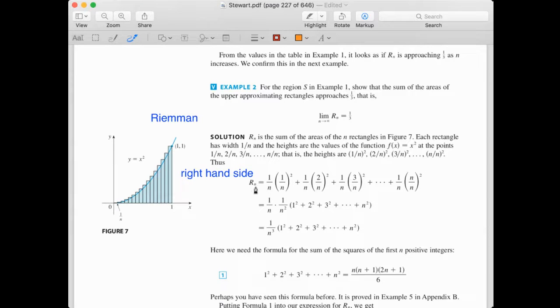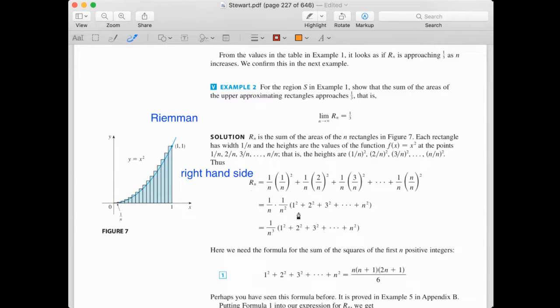So Rn, if we want to cut the pieces into n pieces, we call it Rn. If we want to cut into k pieces, we call it Rk. You see each rectangle has width 1 over n, but the y value is different. The y values are f of 1 over n, f of 2 over n, f of 3 over n, up to f of n over n. So we add all these up.